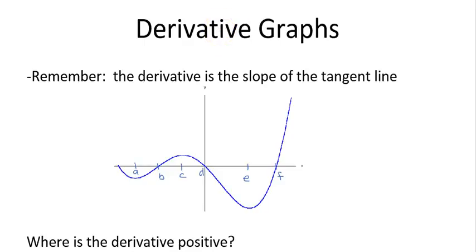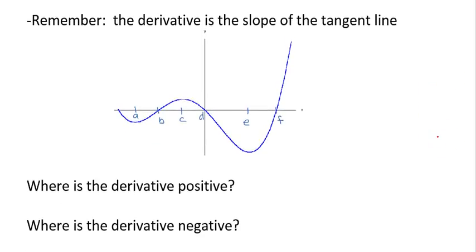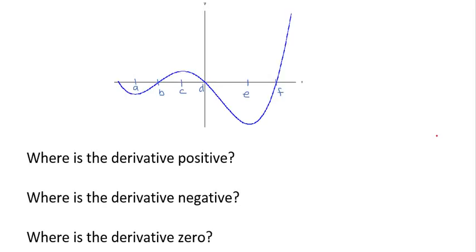This lesson is our first lesson on derivative graphs, and so we're just going to be talking about graphs of the original and the first derivative today. And the first thing that I want you to do is remember that the derivative is the slope of the tangent line. So I have a graph here, and I want to answer some questions about it. The derivative is the slope of the tangent line. So imagine drawing little tangent lines all along this graph and think about those slopes.